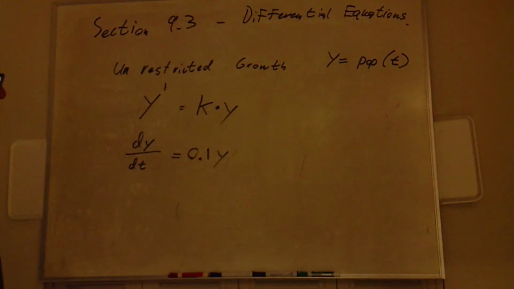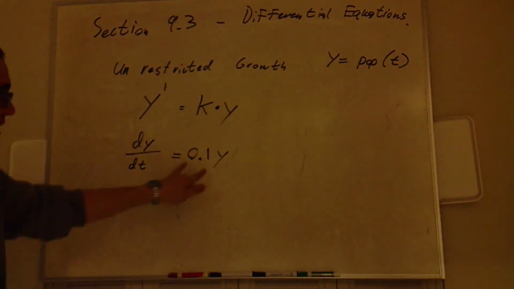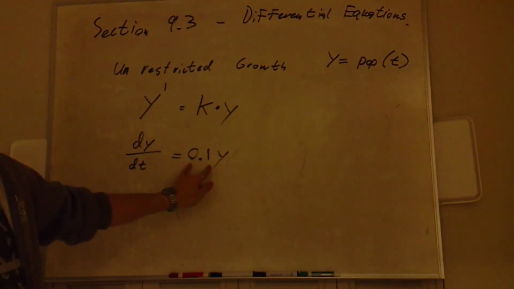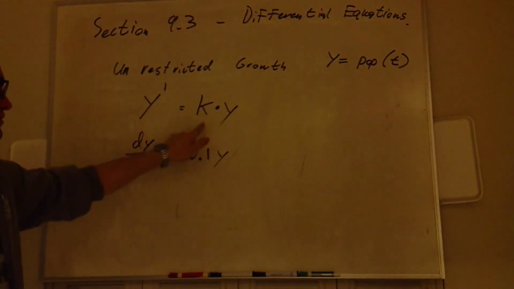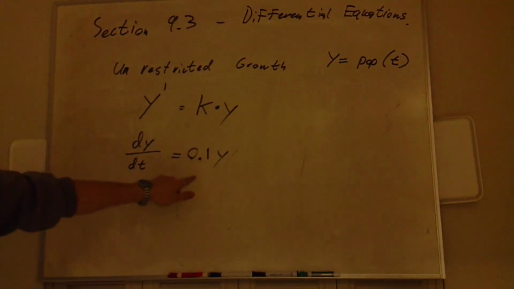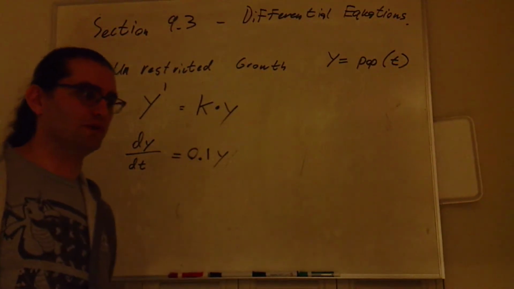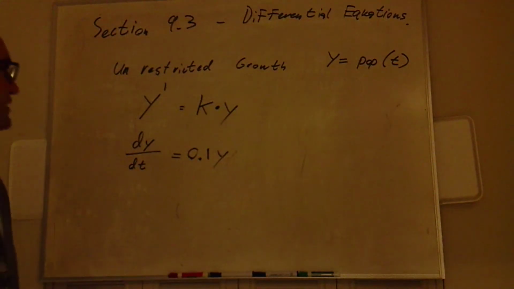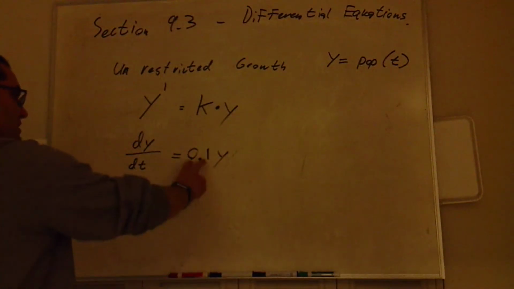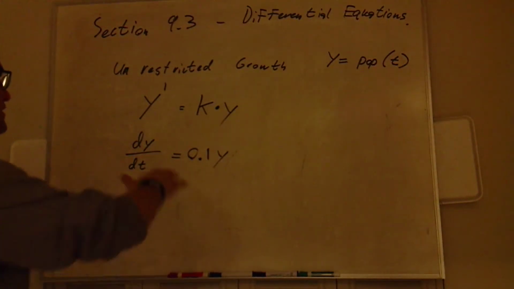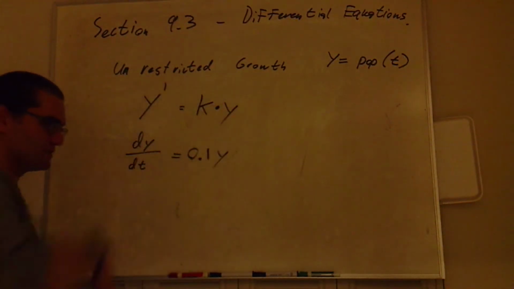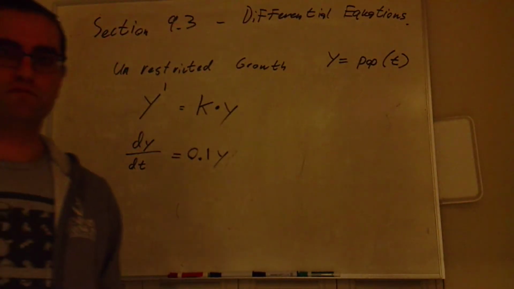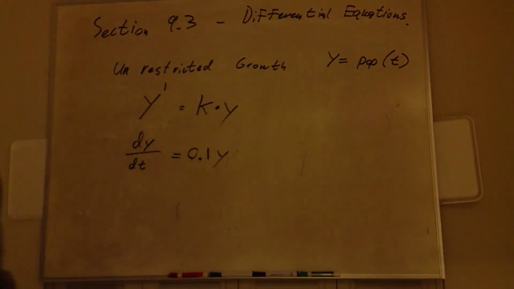So this would be a good model for bacteria. If you have a bank account that's giving you 10% interest, tell me where your bank is. For a bank account, your K value would be a much smaller number, like probably 0.01% or something like that. If this is a radioactive decay situation, your K will be negative because this value is decreasing, not increasing. But this 0.1 is a reasonable number for unrestricted growth of a bacteria population.